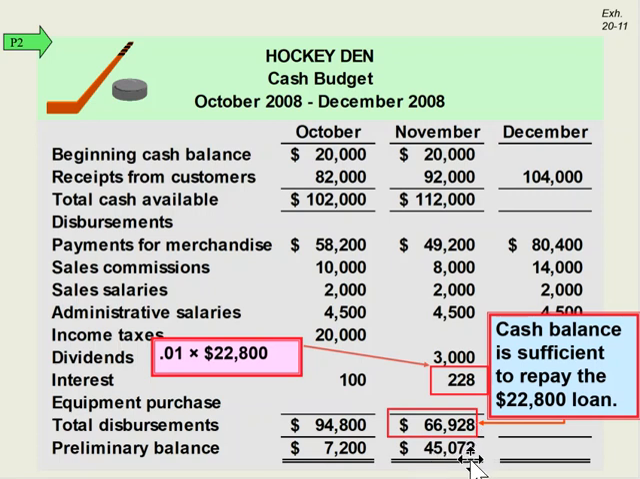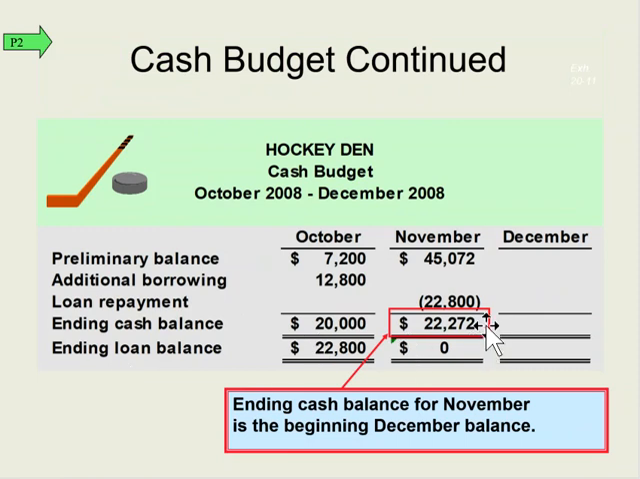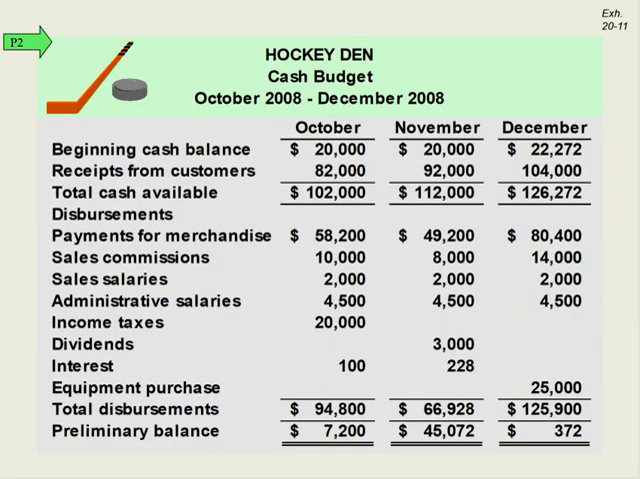Well, the company only needs $20,000, so we can pay back some of this loan. Actually, we can pay it all off, which is great, and we'll still have a little bit extra. So even if we pay off all $22,800, given that we had a preliminary balance of $45,072, that'll leave us with $22,272. So we won't have to borrow any more money for December. We can go ahead and fill in December's numbers.